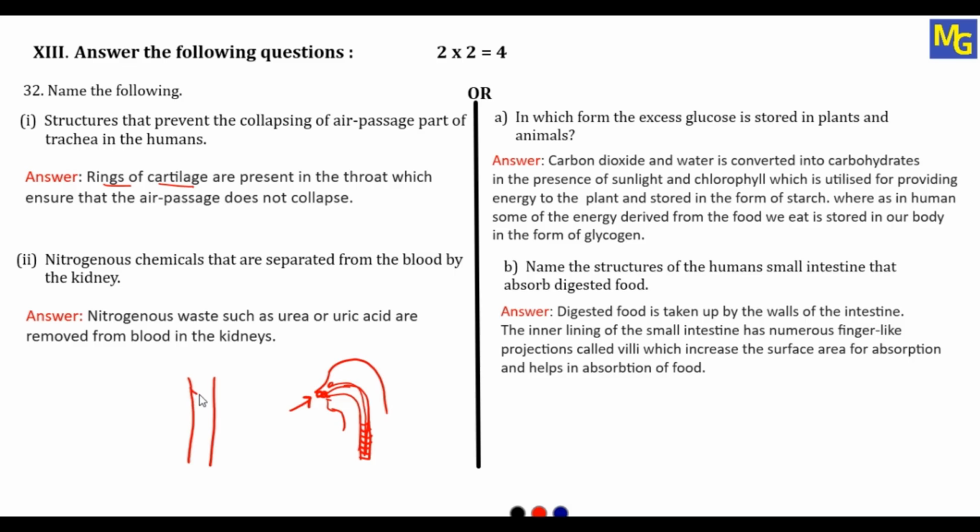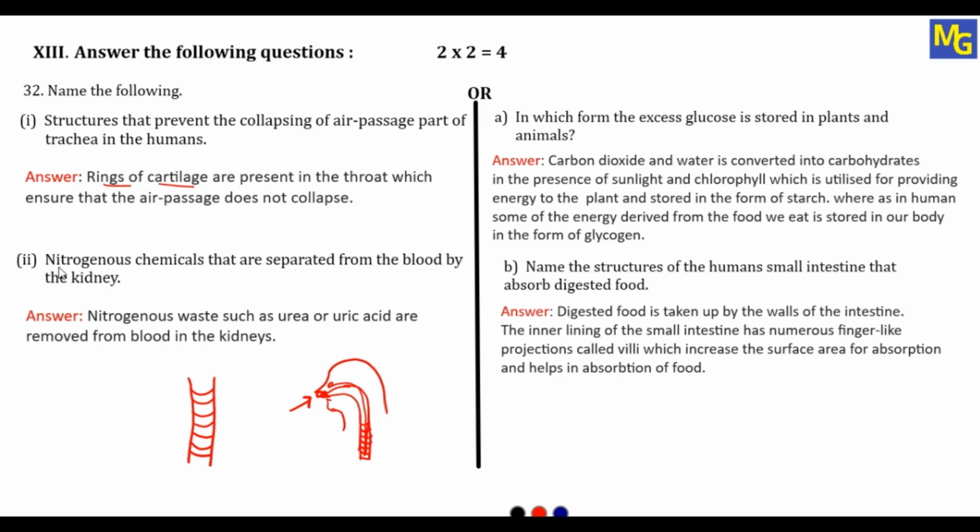So this will have a ring-shaped or C-shaped cartilage, which is also called rings of cartilage, like this. Due to this, it prevents the collapsing of this passage, and that is the answer which you have to write here.